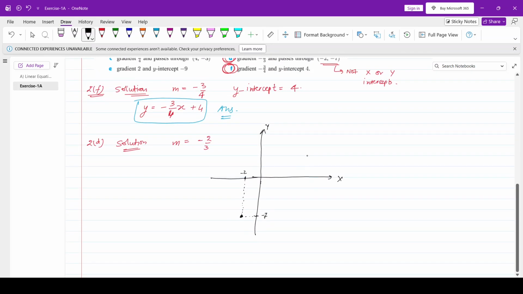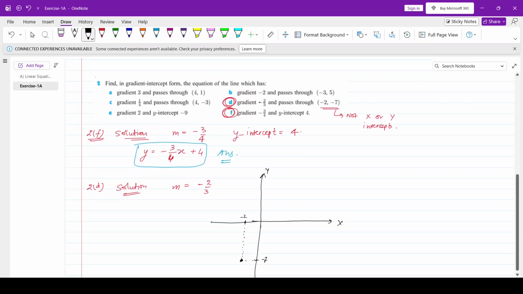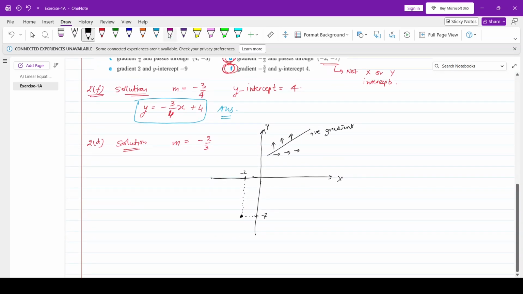Our line has a gradient of -2/3. Another thing I want to tell you guys is, when we have a positive gradient, the line would look like this. As we increase in the x direction, we also increase in the y direction. This means positive gradient. But when we have a negative gradient, it means as we increase in the x direction, we decrease in the y direction, or vice versa. This means we have a negative gradient.